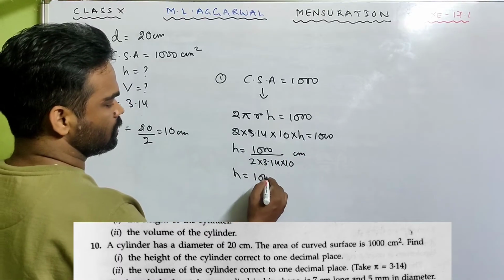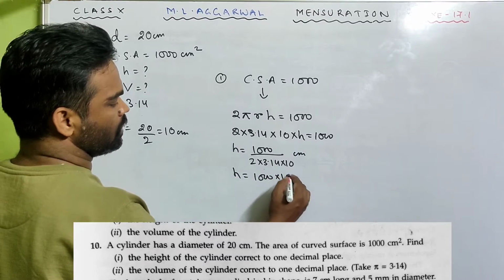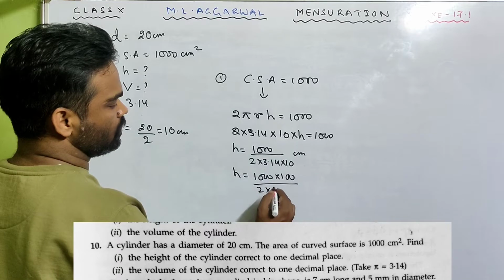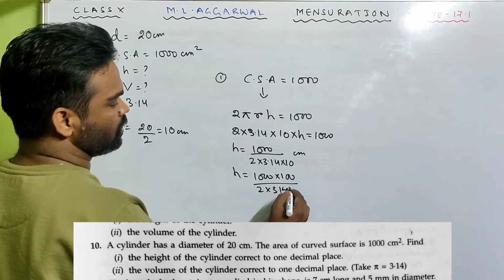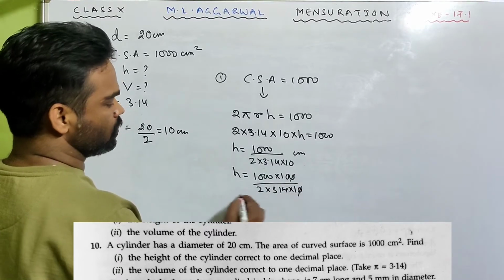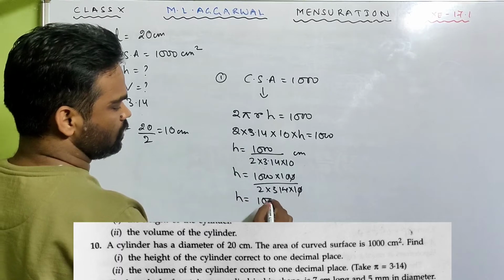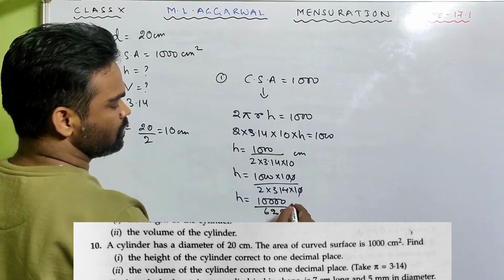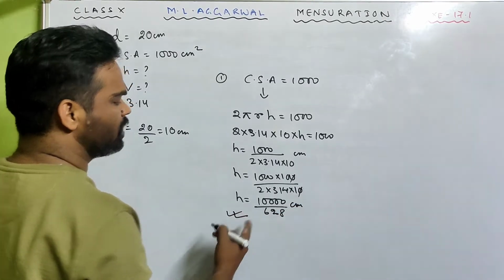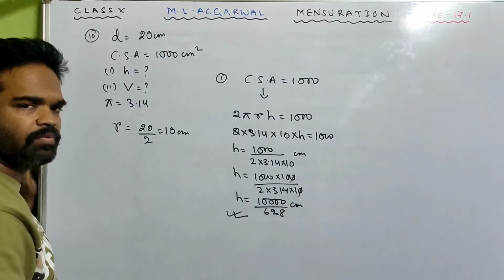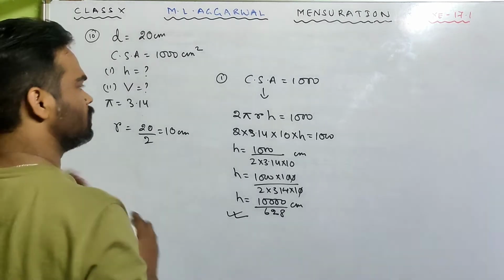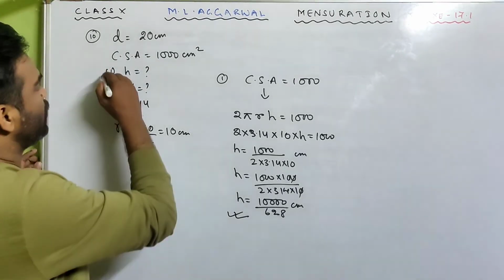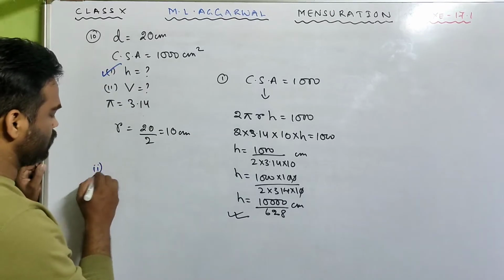That's 1000 into 100. You remove the decimal, so that becomes 2 into 3.14 into 10. 10 and 10 go away. That's 1 2 3 4. 2 4s are 8, 2 1s are 2. This centimeter. You solve it and give the answer in one place of decimal. Okay, this is part 1. Part 2, what they've said?